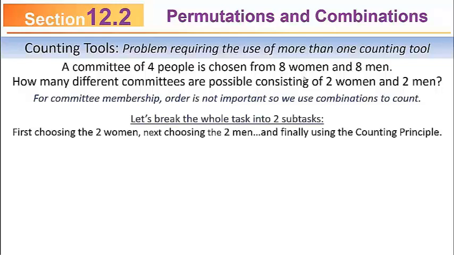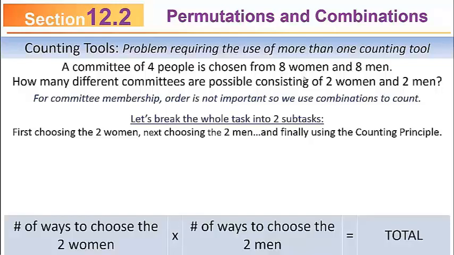But there's really 2 different stages. One stage is to choose the women, and the other stage is to choose the men. So for choosing women, we know order doesn't matter, we'll use combinations. And for choosing men, the order doesn't matter, so we'll use combinations. But since it's a 2-stage experiment, it will be embedded inside the counting principle. In other words, the first stage of the process is the number of ways to choose the 2 women. The second stage of the process is the number of ways to choose the men. And when we find those 2 quantities, we multiply them together by the counting principle, and that gives us the total arrangements.